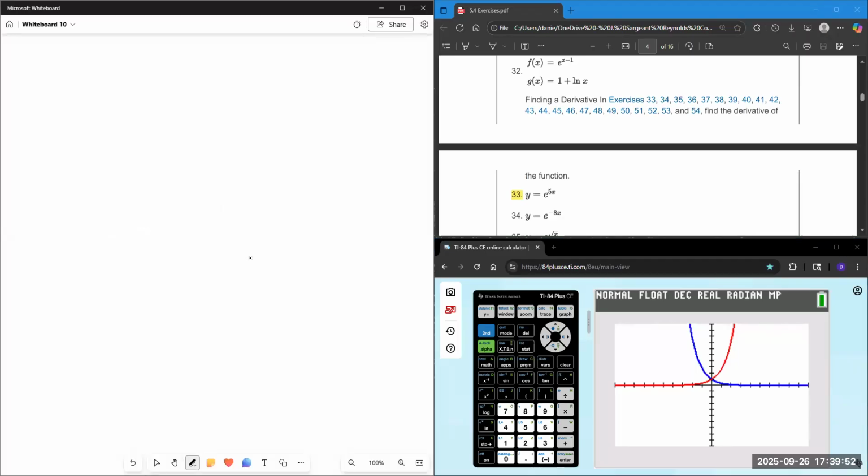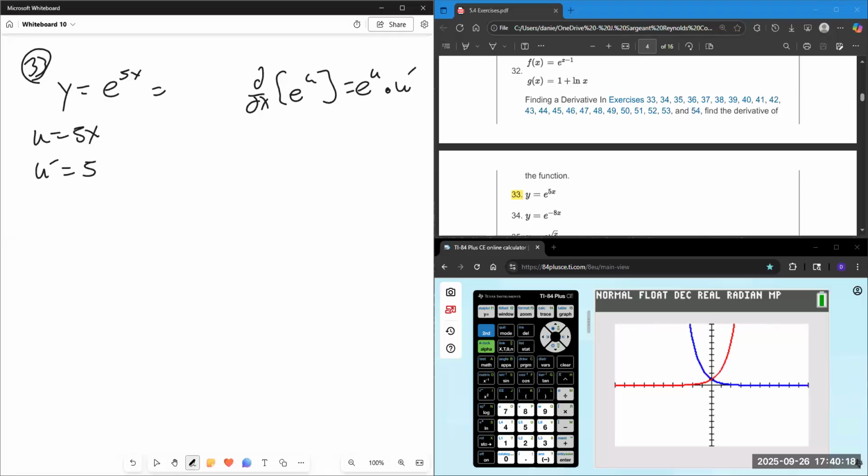33 asks us to find the derivative of y equals e to the 5x. And we'll use the rule that the derivative with respect to x of e to the u is equal to e to the u times u prime. So u is 5x and u prime is 5. This is e to the u. So y prime is e to the u times u prime, which is e to the 5x times 5, or 5e to the 5x.